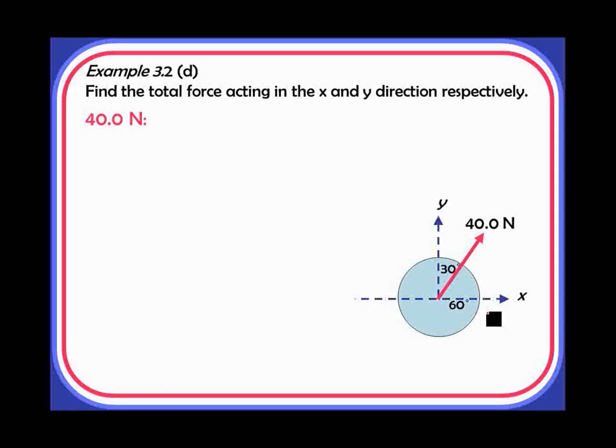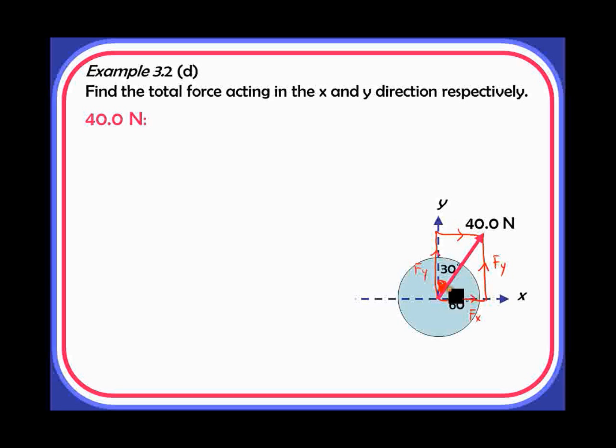Okay, we come to the last example, example 3.2d. Here, do the same thing. We do one force at a time. For the 40 Newton, we have to resolve it. This is the y component, this is the x component. Since the angle is given here, you can complete your parallelogram. So this is your Fy, this is your Fx.